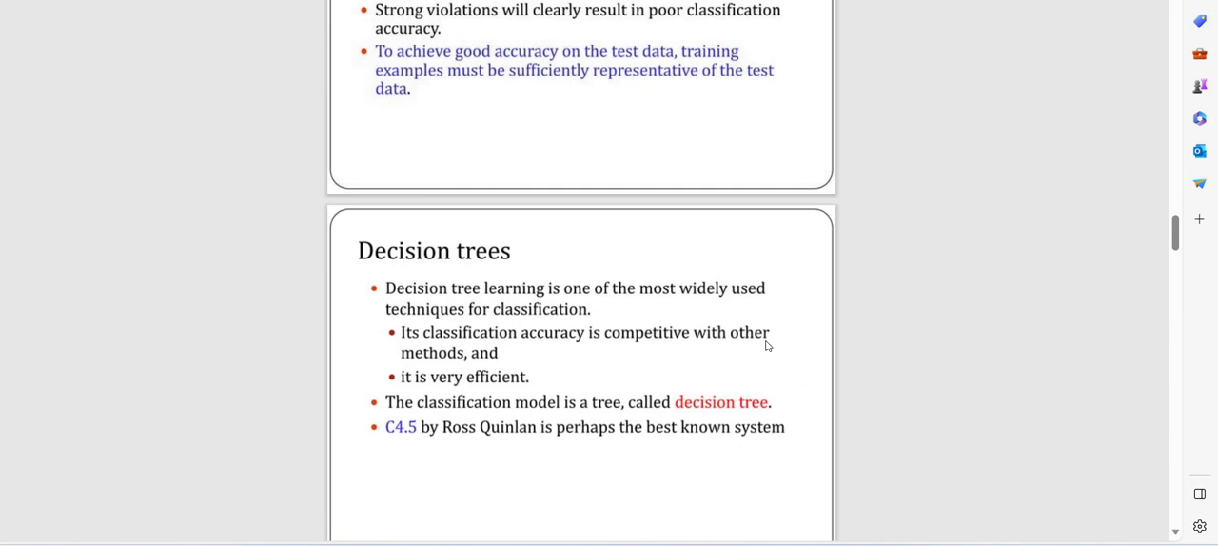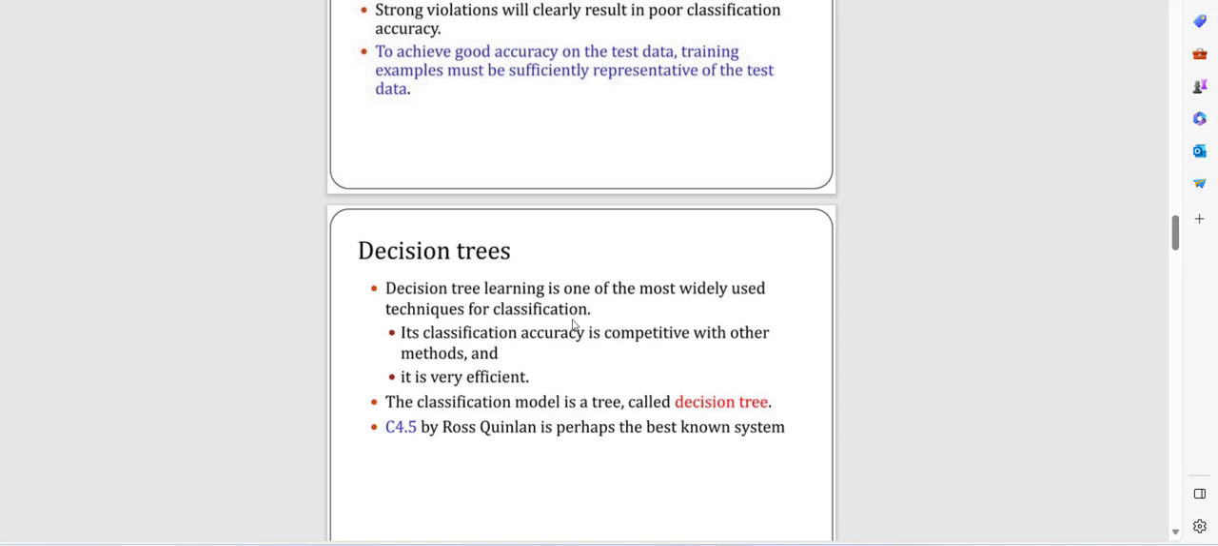We have different supervised machine learning algorithms. We have discussed the support vector machine, which is a really good machine learning algorithm for binary class classification, and you can get better results. After that, we have the decision trees.